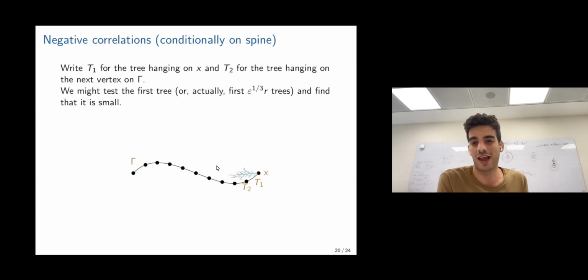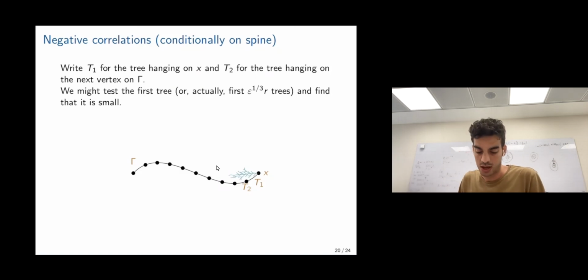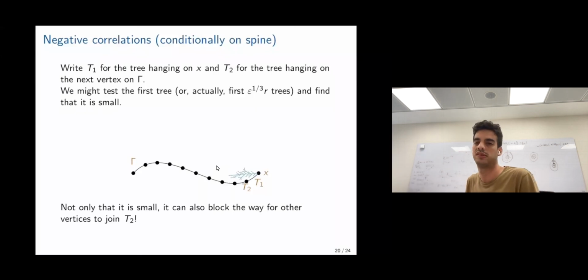So you see the tree hanging on X. It is small, but it's drawn this way. So you can imagine that it really blocks, we see the geometry of the graph. So it blocks the way for all other vertices to join T2. And then we get that not only is T1 small, which is bad for us, it can also really destroy things for T2. And so if we look at the batches of trees, we might have that the first batch of trees is small, but also that it destroys the probability for the next batch of trees to be large. And indeed, we have some such bad realizations.